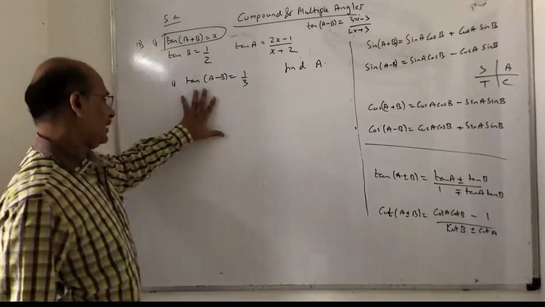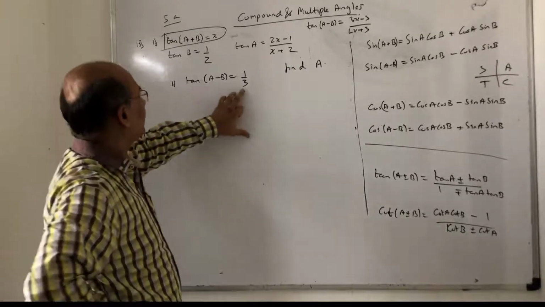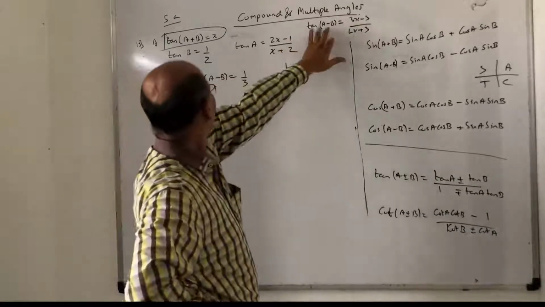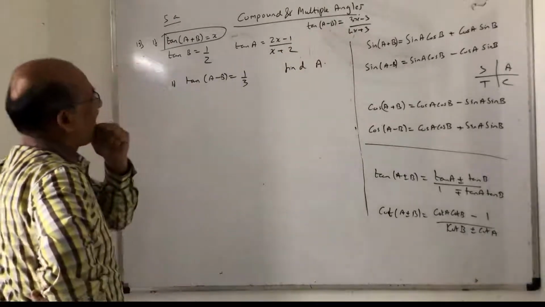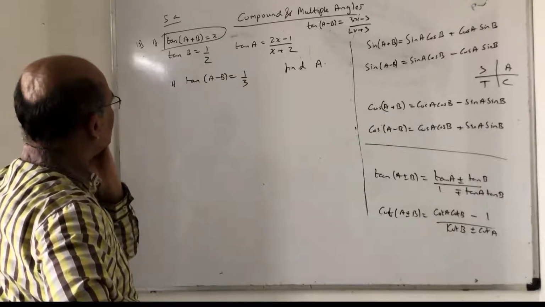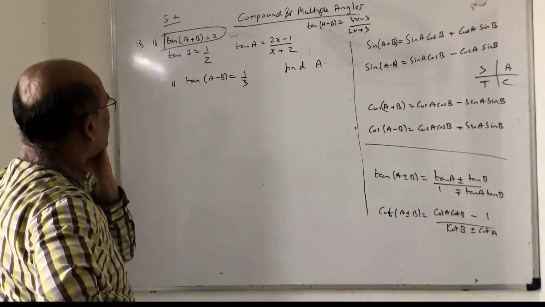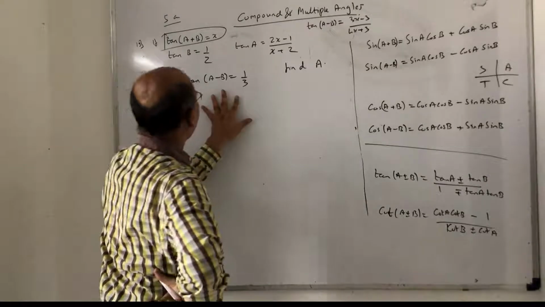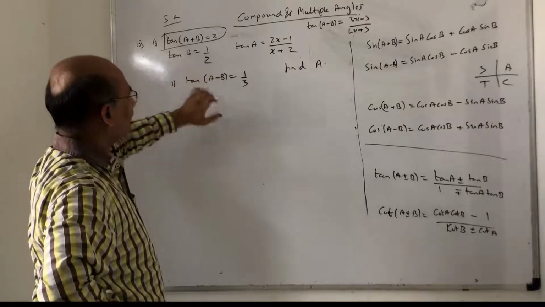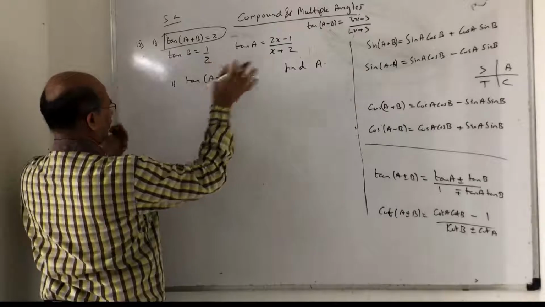Okay, the second question, have a look at it. Tan of A minus B is 1 by 3. Tan of A minus B is 1 by 3. So can you find the value of x from here? Okay, so I think tan of A minus B is given as 1 by 3. They are asking a value, no? Okay, let me see this part. We'll work out the part later.